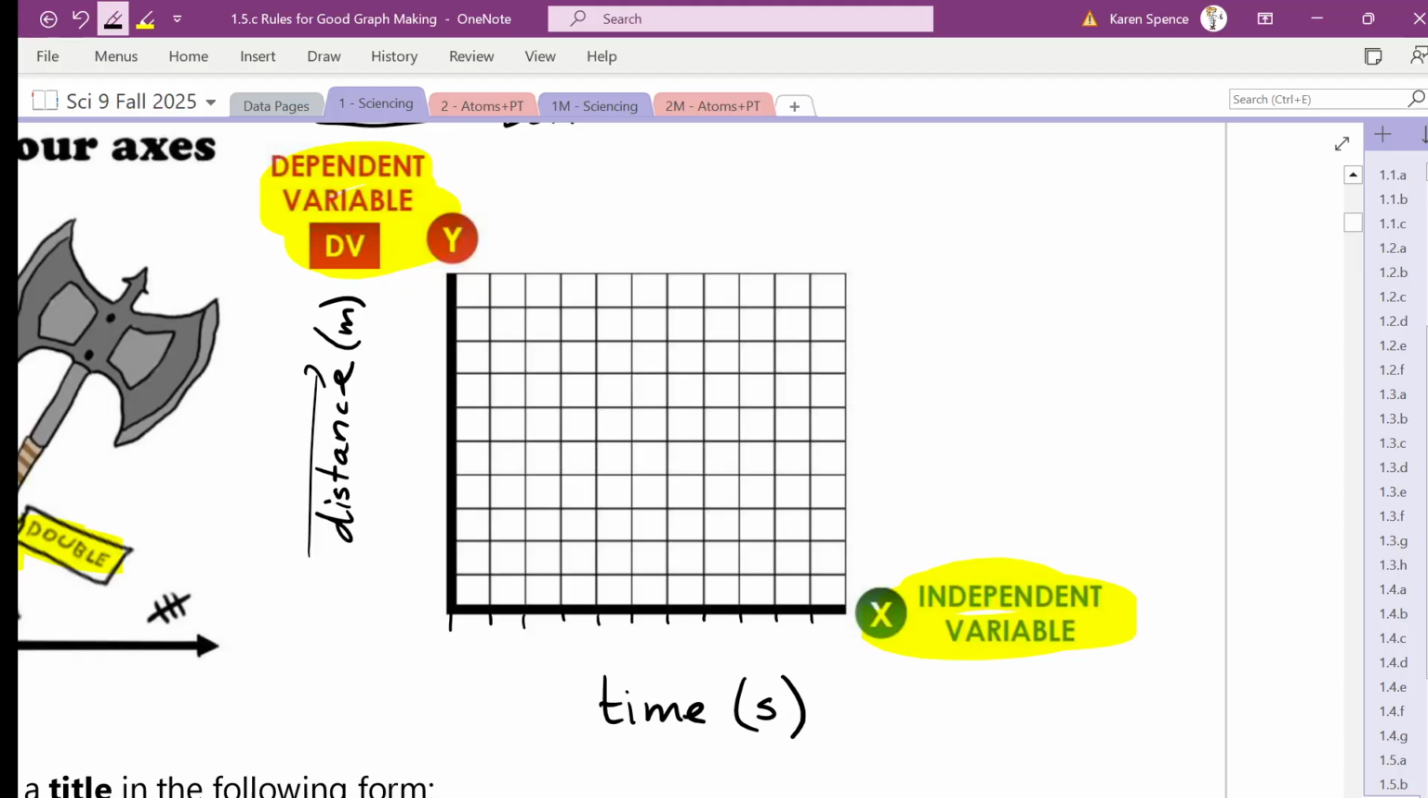If you have enough space, you don't have to write it sideways. You could also write it just, distance. That would be fine. And then meters. But sometimes you won't have enough space. So if you need to turn it sideways, make sure that it's like you're writing on the axis itself. It's like the axis is the line you're writing on. Okay?